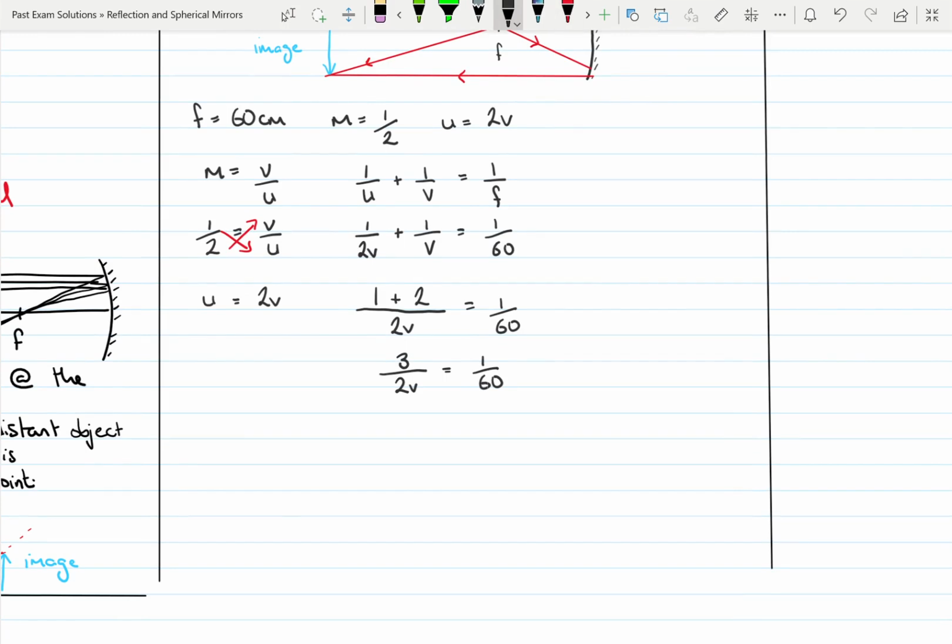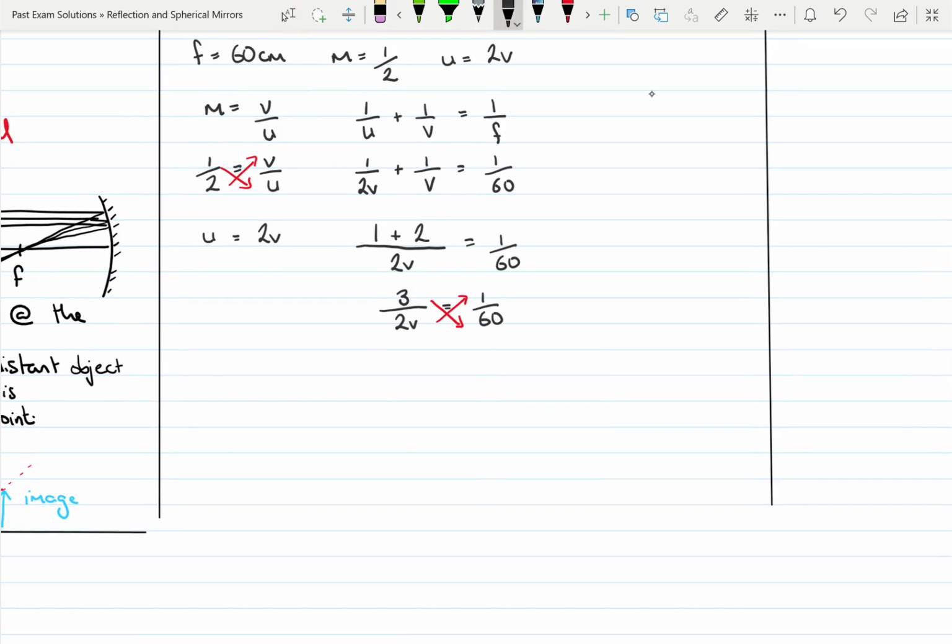And again, at this point, what we can do is cross multiply. Above the line by below the line by above the line on the far side. Okay. 2v times 1 stays as 2v. 3 times 60 becomes 180. Divide both sides by 2. And your 2 cancels with 2. We're left with v is equal to 180 divided by 2 gives us v is equal to 90 centimeters. So that's pretty good. We now know that the image will form at 90 centimeters.